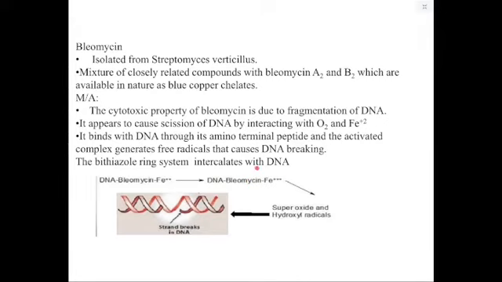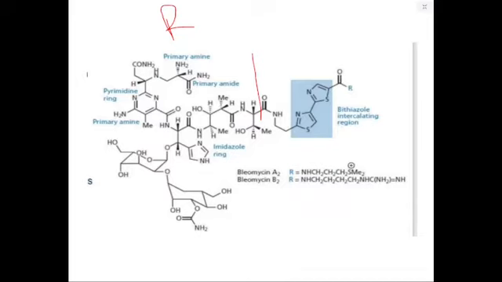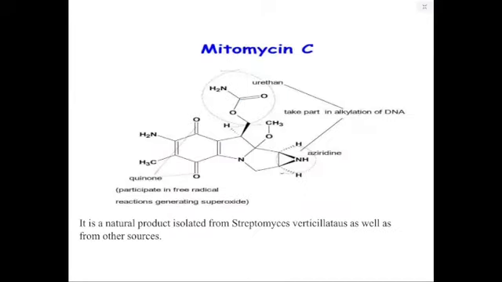Bleomycin iron 3 plus generates superoxide and hydroxyl radicals. And when that happens, as we saw with the others, there is cleavage of the DNA, and of course that stops the synthesis and replication of the DNA. So we have superoxide and hydroxyl radical production. Very similar, of course a very complex molecule, but the mode of action is very similar to the others.